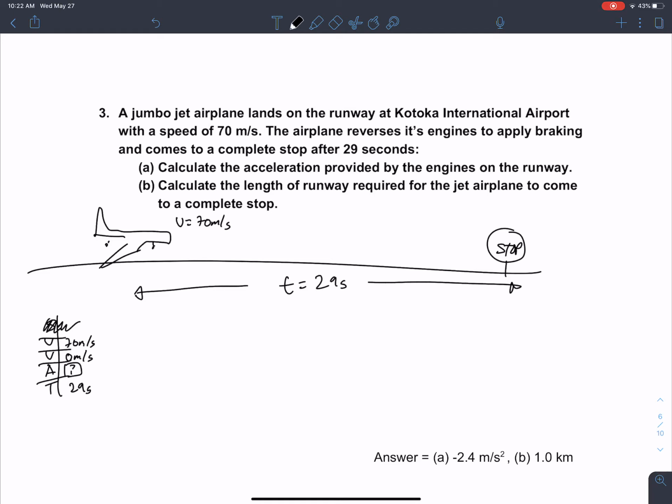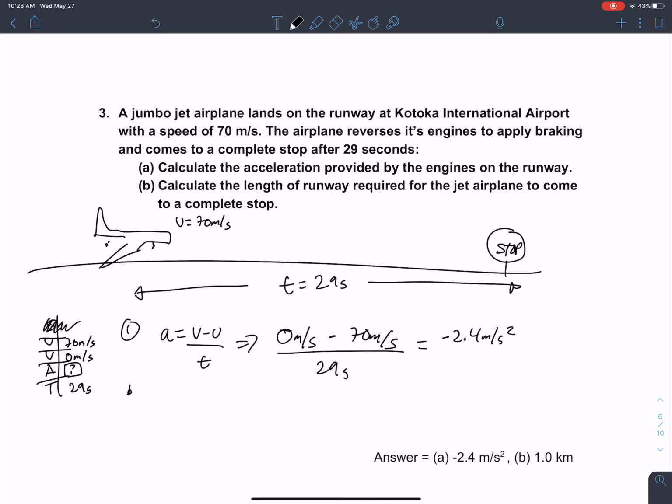The only formula that has U, V, A, and T in it is A is equal to V minus U divided by T. So if I plug in all those numbers, 0 meters per second minus 70 meters per second divided by 29 seconds is going to give me an answer of negative 2.4 meters per second squared. That's for number 1. And for part B, calculate the length of the runway.